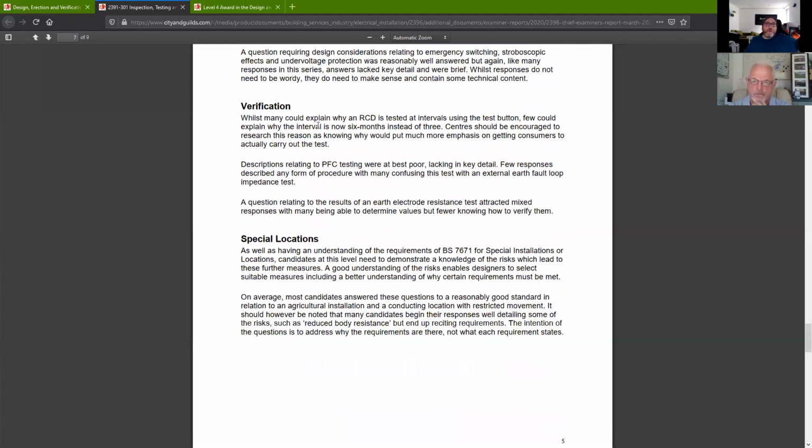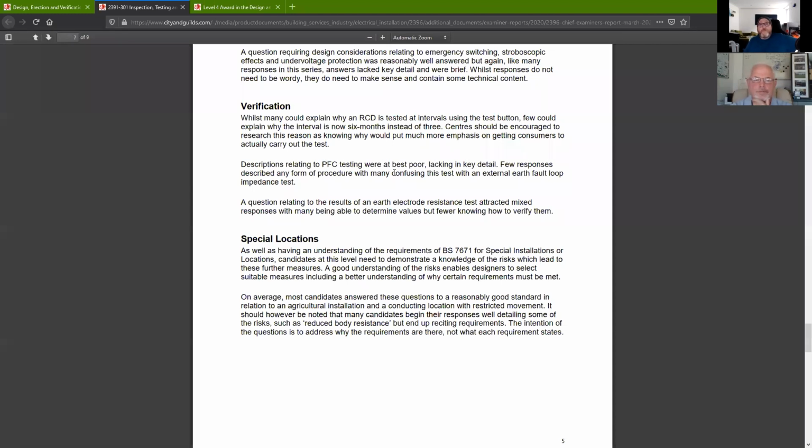Verification. Many could explain why an RCD is tested at intervals using the test button. Few can explain why the interval is now 6 months instead of 3. Centres should be encouraged to research this reason, as knowing why would put much more emphasis on getting consumers to actually carry out the test. Now, if Paul Maynard's listening, he's going, hang on, because actually, it's manufacturers. And some manufacturers will say monthly. So, yeah.